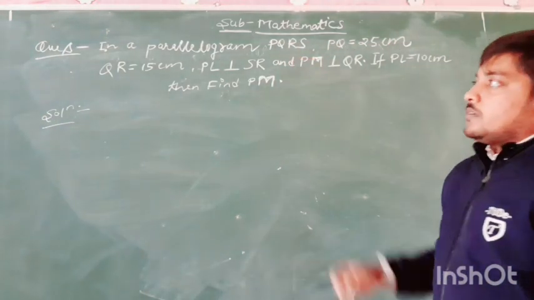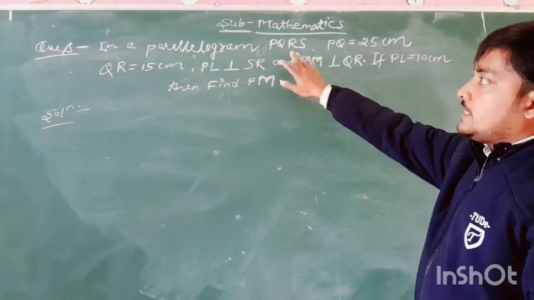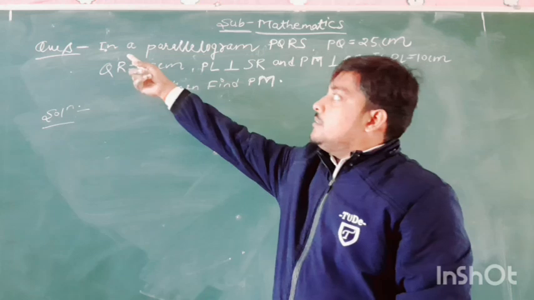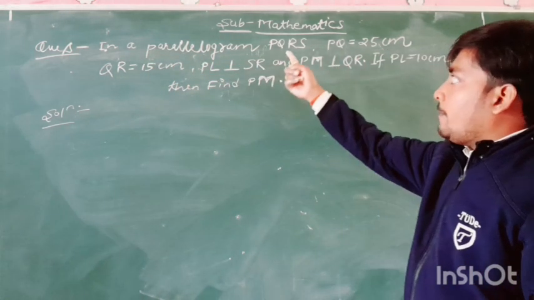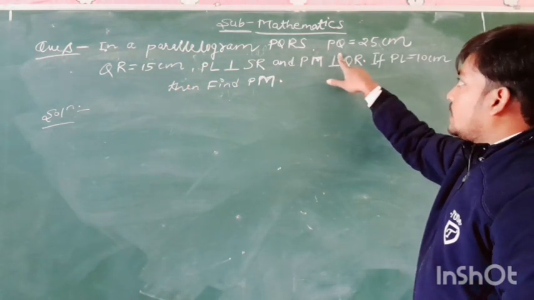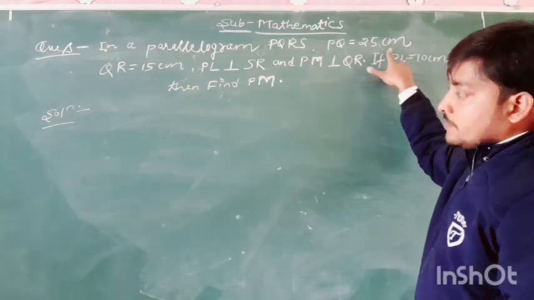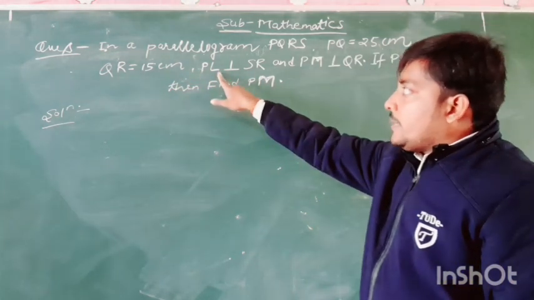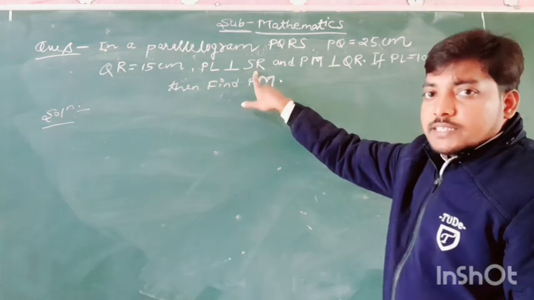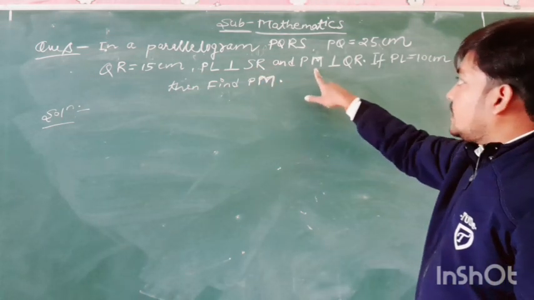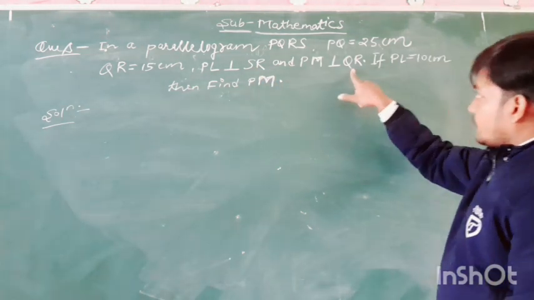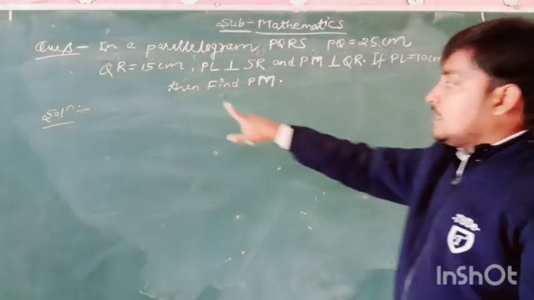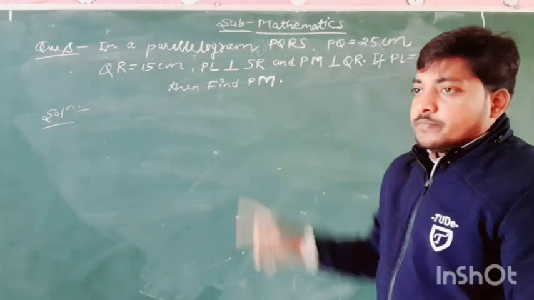This is the question of perimeter and its area. In this question, in a parallelogram PQRS, PQ is equal to 25 centimeter, QR is equal to 15 centimeter, PL is perpendicular to SR and PM is perpendicular to QR. If PL is equal to 10 centimeter, then find PM.